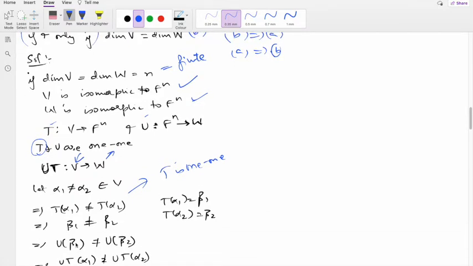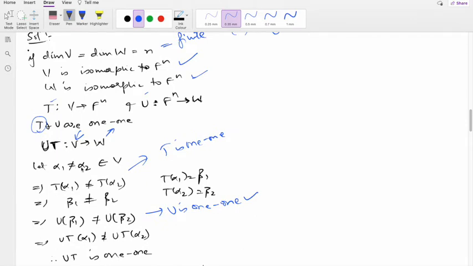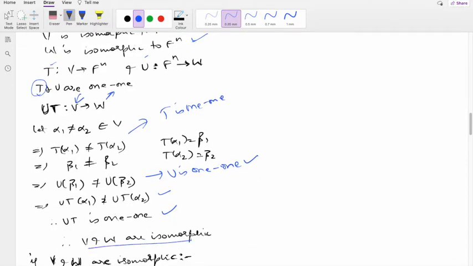Now apply the idea of U. So when this happens, U of beta 1 is also not equal to U of beta 2. Why? Because again, U is also 1-1. Which means you have proved that UT of alpha 1 is not equal to UT of alpha 2. So when we have any two vectors which are not equal in the vector space, their images in the transformation UT are also not equal, therefore UT is 1-1, and therefore V and W are isomorphic, right?